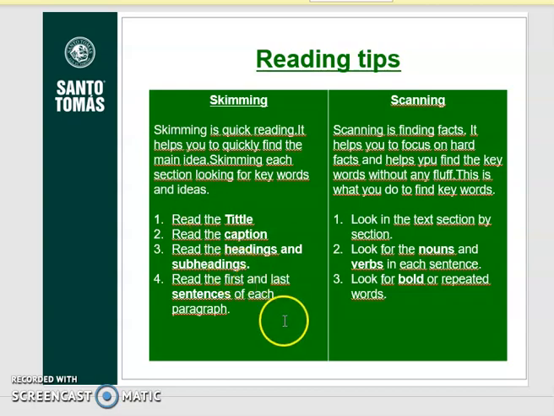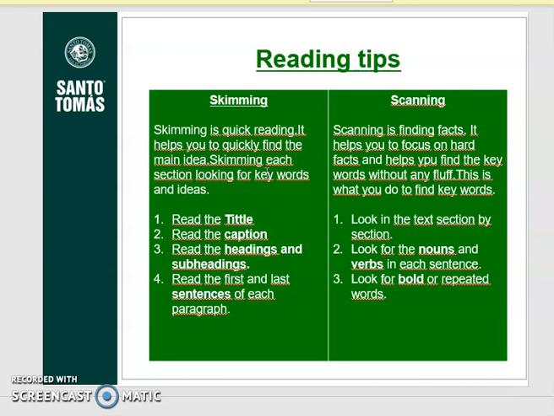So skimming is the quick reading. It helps you to quickly find the main ideas, skimming each section, looking for keywords and ideas. So as we have practiced before, skimming is when you read for a general understanding of whatever you are reading, all right? Not for the specific information. So, some of the key tips is to read the title, read the caption, read the headings and the subheadings, all right? Read the first and last sentence of each paragraph. That might help you to speed up even more this process.